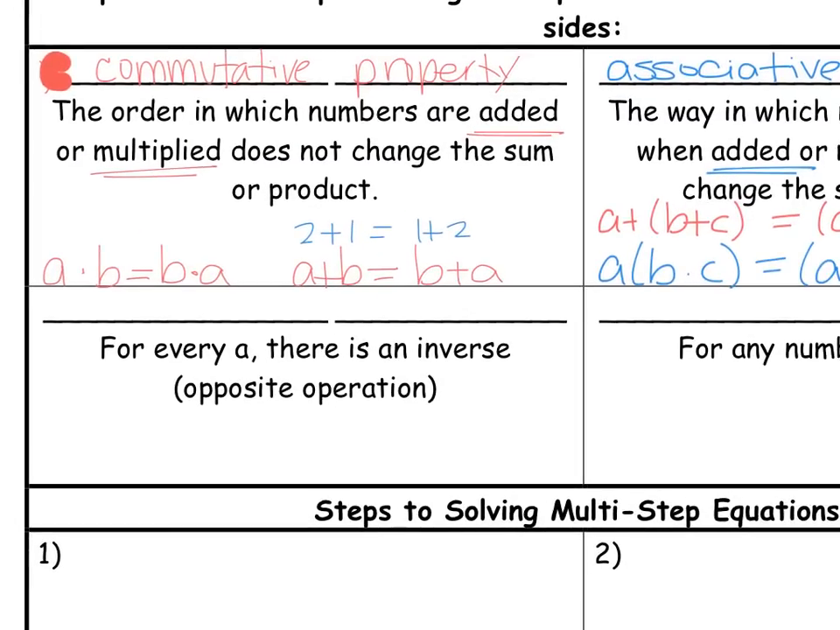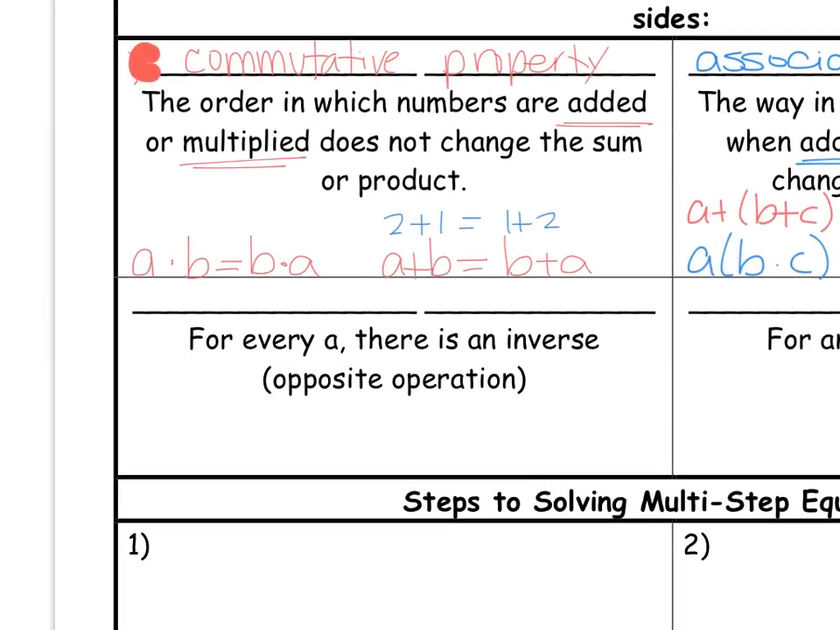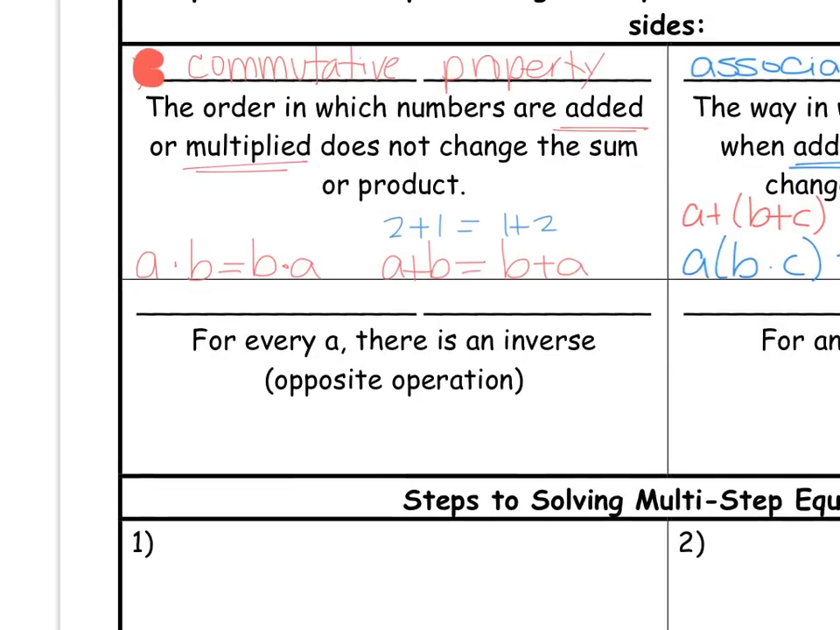The third property: for every number there is an inverse or an opposite operation. That is called the additive or the multiplicative inverse. Yes, that is a word. So what does that mean? If I have the number 5, what can I add? What's the opposite of, in this case, a positive 5? Well, if I add a negative 5, the opposite of positive 5, I'm going to get 0. So the additive inverse for addition will give you a sum of 0.